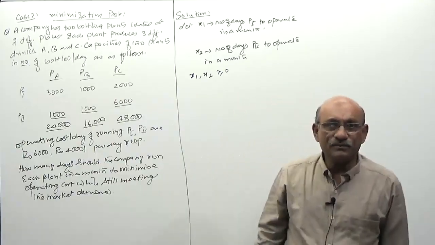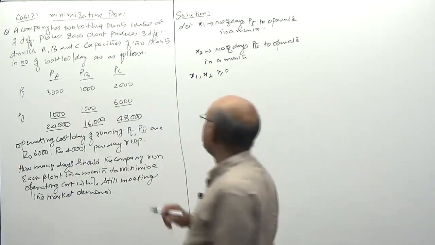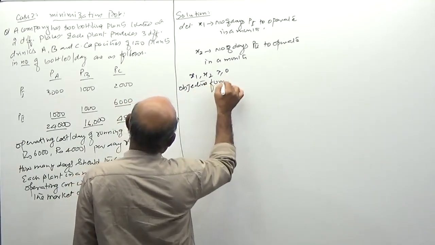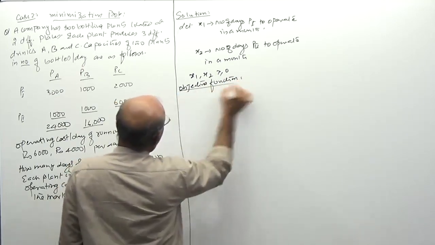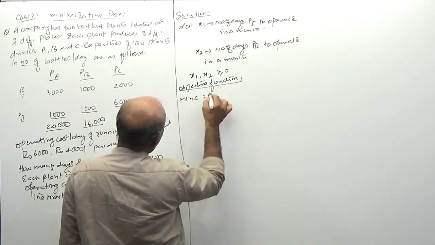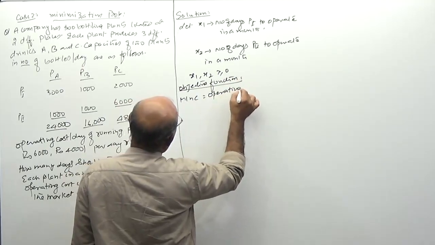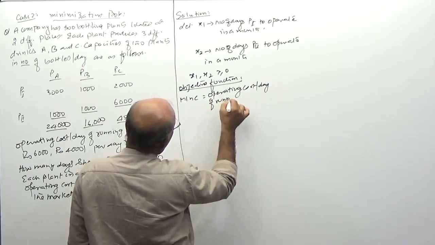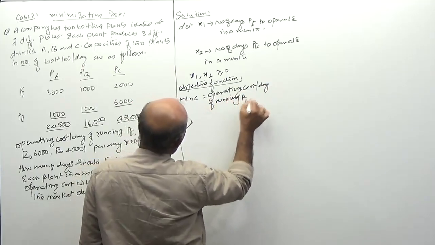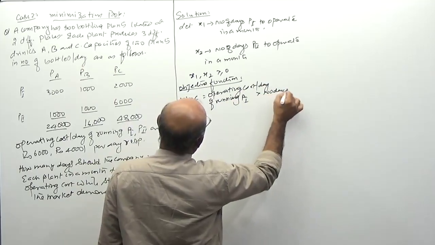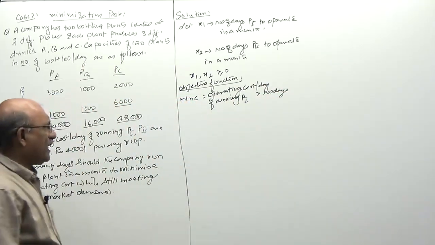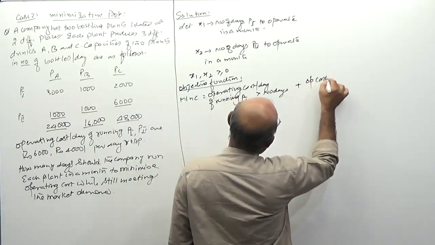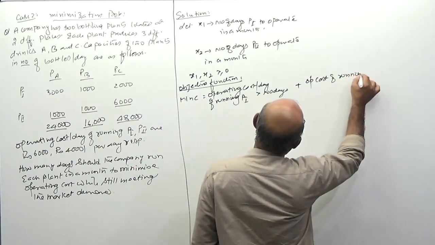Then we have to declare the objective function. The objective function is to minimize cost. This is the operating cost per day of running plant 1 into number of days, plus the operating cost of running plant 2.